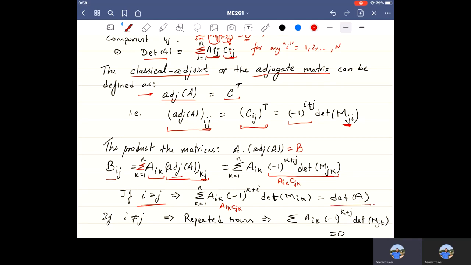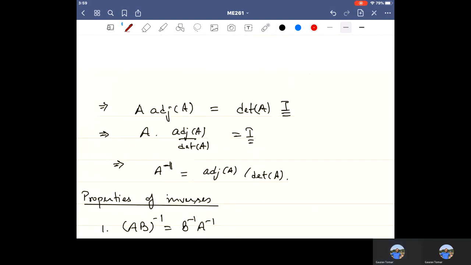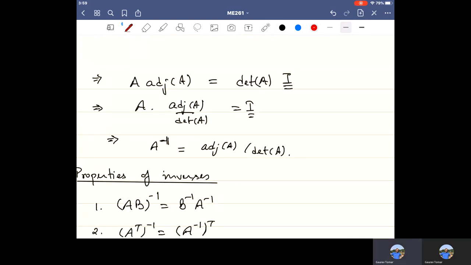Okay, that means all the elements Bii, all the diagonal elements of the matrix B are equal to determinant of A. But if i is not equal to j, then you will get aik into cjk, where j is not equal to i. And we had seen it goes to 0, should go to 0, because it's the case of repeated rows, correct? So the B matrix that you get now is a diagonal matrix with all the diagonal entries given by determinant of A, correct? This is your B matrix that we have defined, correct?